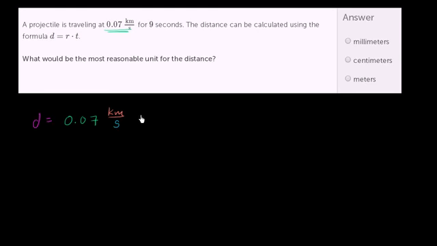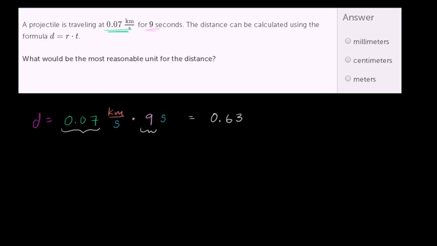So times, and let me do this in a new color, I haven't used pink yet, times 9 seconds, and I'm going to write seconds in blue. So what would this give us? Well, as we've seen before, we can multiply the numeric parts, 0.07 times 9. 7 times 9 is 63. So this is 7 hundredths, so it's going to be 63 hundredths. It's going to be 0.63.